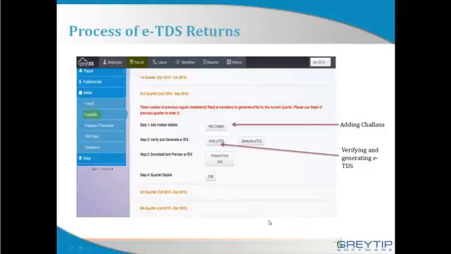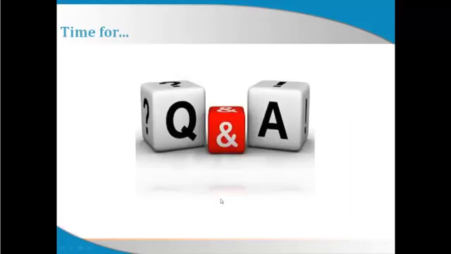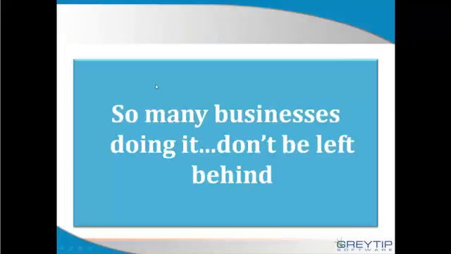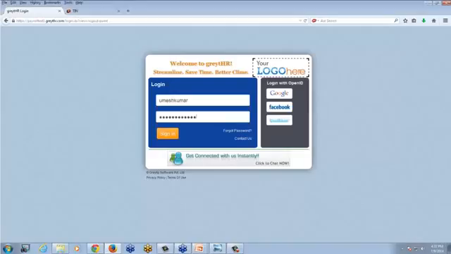So this is what our application Great HR helps you with. From here you can add challans as well as verify and generate your ETDS. This actually makes your life easy, as we will give you the returns report handy and you just have to validate it. So many businesses are doing it with us. Don't be left behind, do join us and get the benefits of doing it quickly without wasting much of your time on this process.